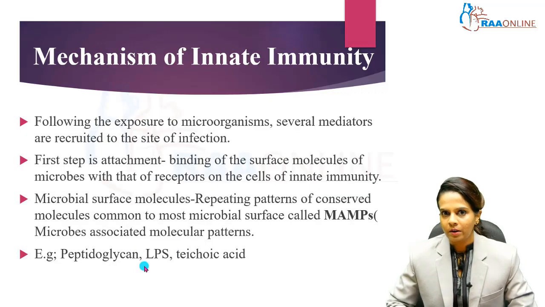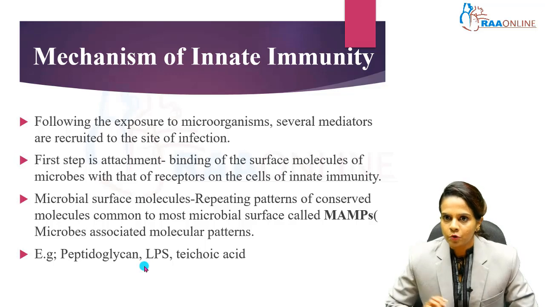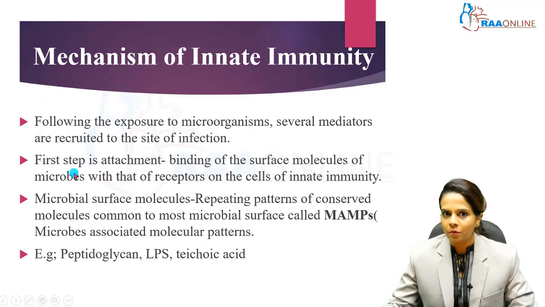So the mechanism of innate immunity. Following the exposure to microorganisms, several mediators of innate immunity are recruited to the site of infection. The first step would be attachment, that is binding of surface molecules of microbes with the receptors on the cells of innate immunity. The microbial surface molecules are called MAMPs, that is microbe associated molecular patterns. These are repeating patterns of conserved molecules common to most microbial surfaces, that include peptidoglycan, lipopolysaccharide, teichoic acid, etc.